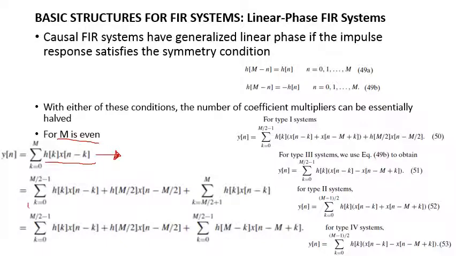One half is when k runs from 0 up to M by 2 minus 1. So we have h of k, x of n minus k. Then we have the value for k equals M by 2. So we have h of M by 2, x of n minus M by 2, right? And then we go for the values when k is equal to M by 2 plus 1 up to M. So we can split it into these 3 parts when M is even.